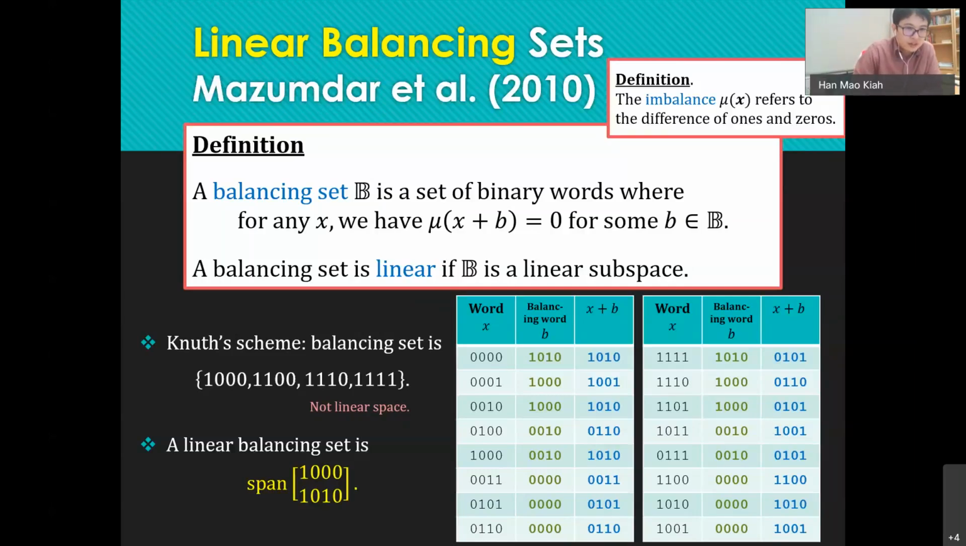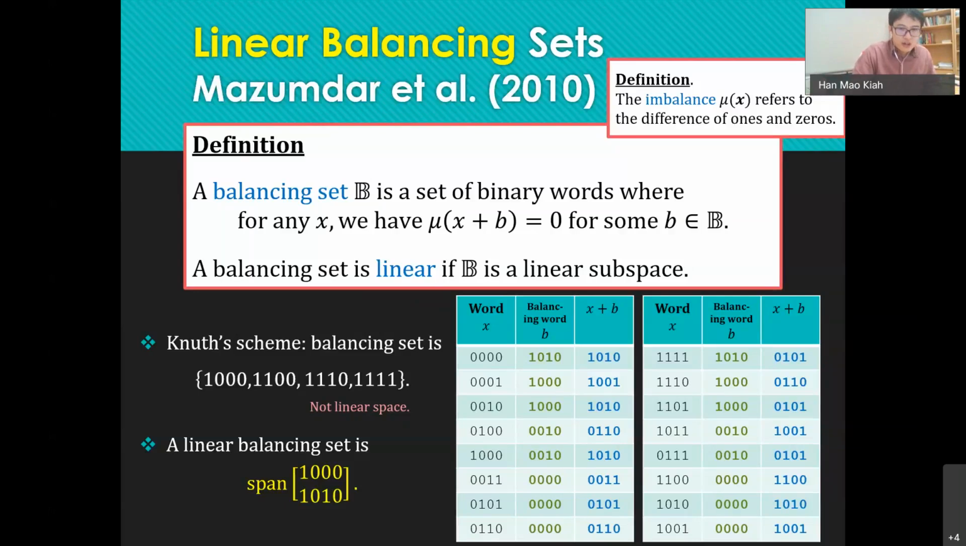So let's be more concrete and look at the case for n equals 4. In Knuth's scheme, the balancing set will be just 1000, signifying flipping the first bit, 1100, 1110, and 1111, flipping all 4 bits. This is clearly not a linear space. In contrast, what I have here is a linear balancing set, which is the span of 1000 and 1010. And you can check exhaustively that I can balance any word they give me using this linear subspace.